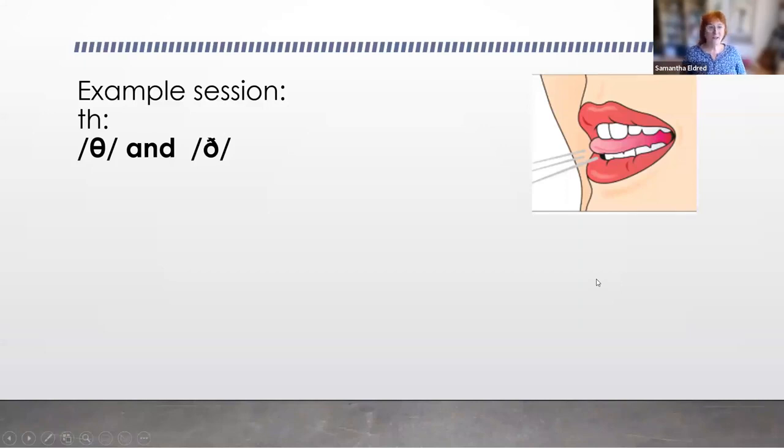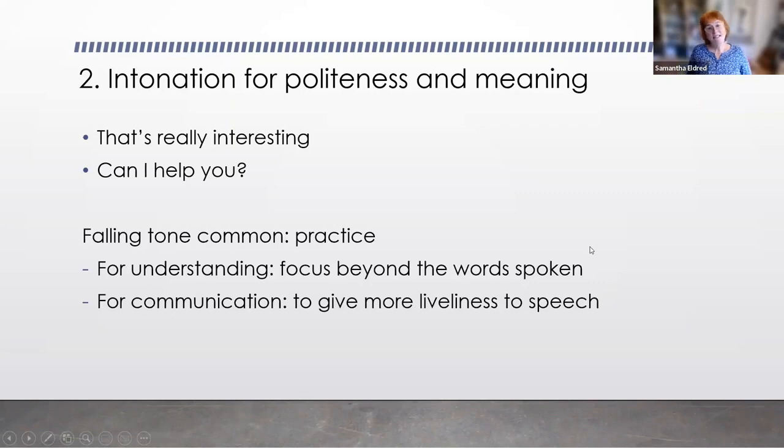The next thing that we practice quite a lot is intonation, and native English speakers tend to use intonation a great deal to convey extra meaning, and it can be a little bit confusing when the words and the intonation don't quite match up. So for example, I can say, that's really interesting, and be kind of enthusiastic, or I can say, that's really interesting, with a falling intonation, and it means something completely different.